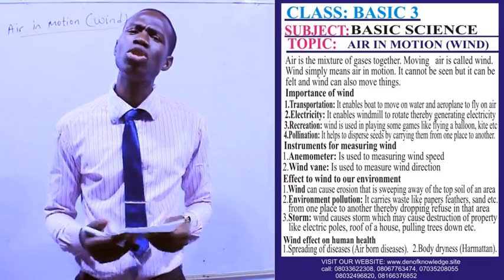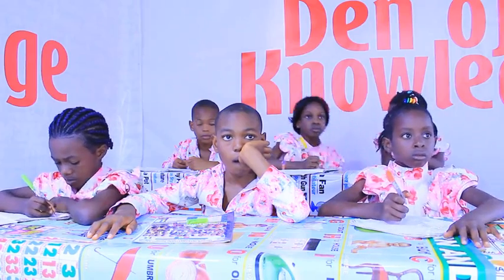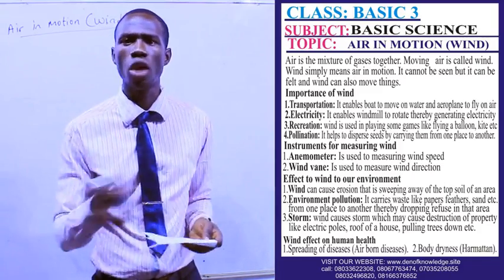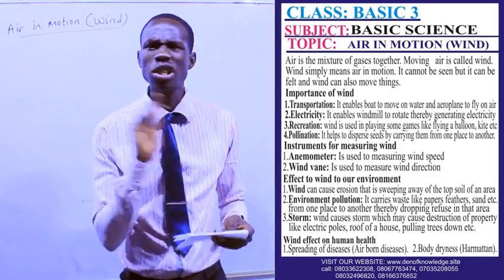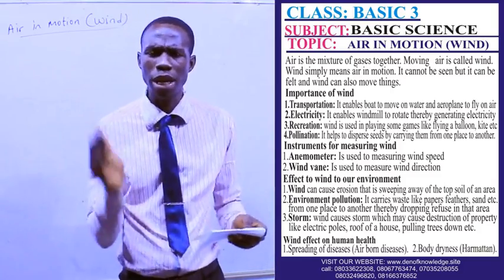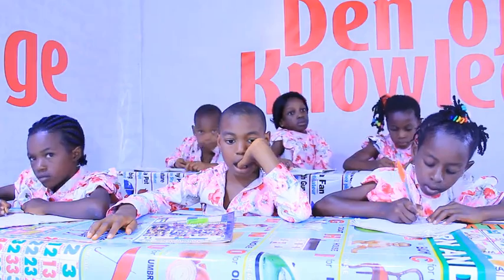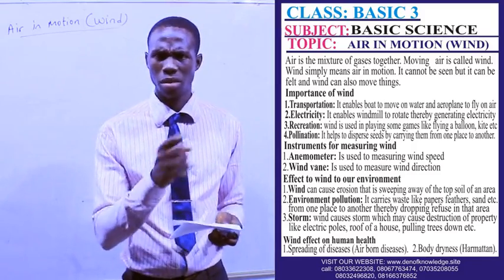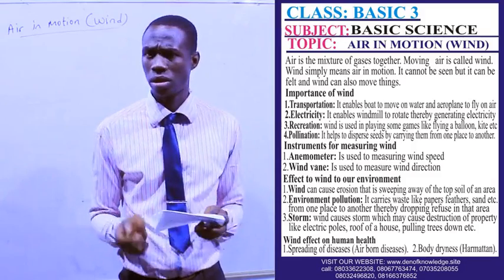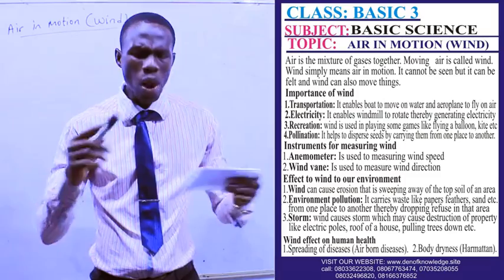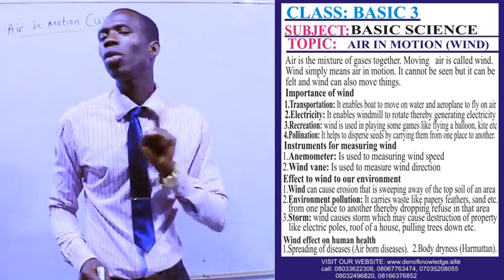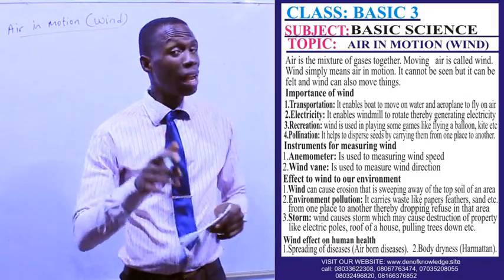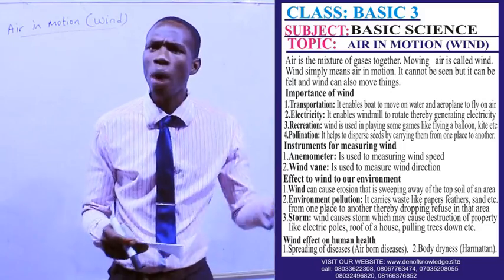Now, what are the instruments used in measuring wind? Number one is called anemometer. Anemometer measures the speed of the wind. As the wind is moving with speed, the anemometer will rotate with it and tell you the magnitude of its movement, how fast it is. And we have another one called wind vane. Wind vane measures the direction of the wind. Whether the wind is going to south, it will point there, east, north, and west.